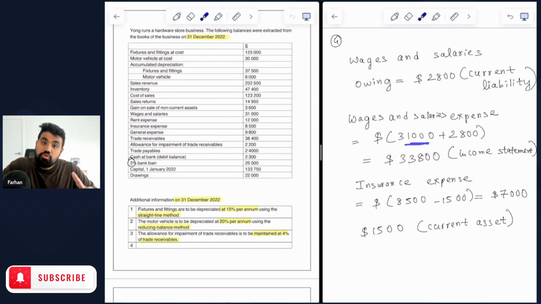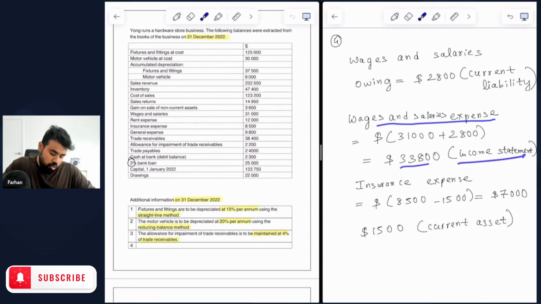But the additional information requires us to adjust an additional $2,800, which is a current liability that hasn't been paid yet. So therefore, the total wages and salaries expense we must report in the statement of financial performance or the income statement is $31,000 plus $2,800, and that is $33,800. Okay, so just to do a quick recap, $2,800 of wages and salaries owing will be shown within the current liabilities section of the statement of financial position, and the total wages and salaries expense of $33,800 will be shown in the statement of financial performance, which is also known as the income statement.